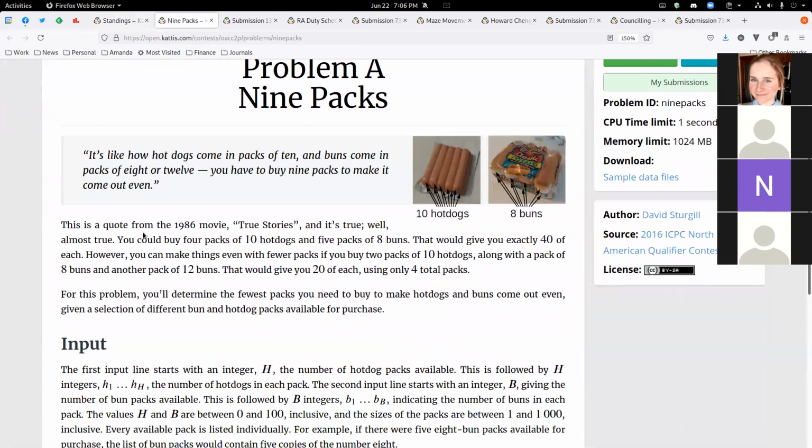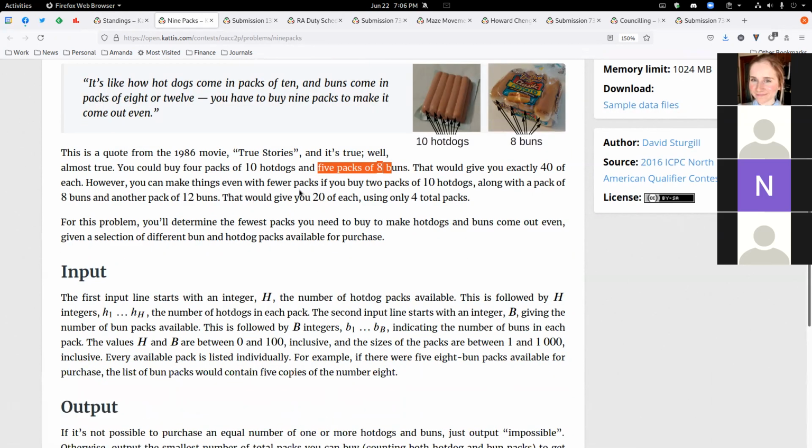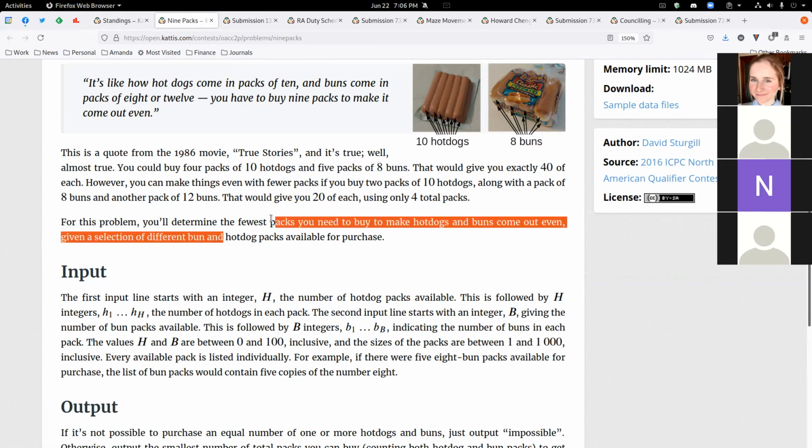For example, they say 4 packs of 10 hot dogs and 5 packs of 8 buns will give you 40 each. But you can also do it in fewer packs if you buy 2 packs of 10, and then 1 pack of 8 buns and 1 pack of 12, and so on. So for this problem, you'll determine the fewest packs you need to buy to make hot dogs and buns come out even, given a selection of different bun and hot dog packs available for purchase.